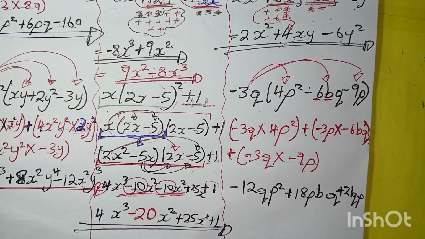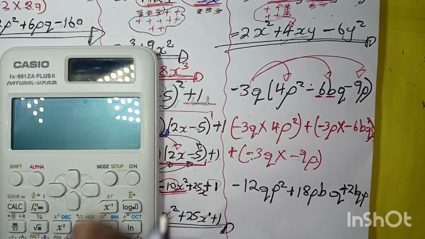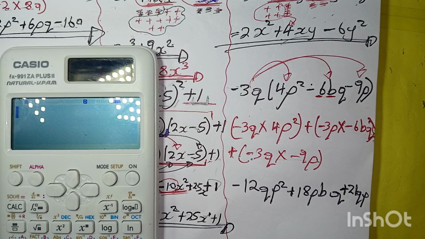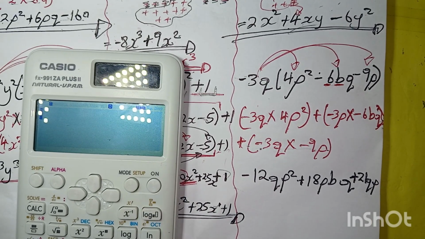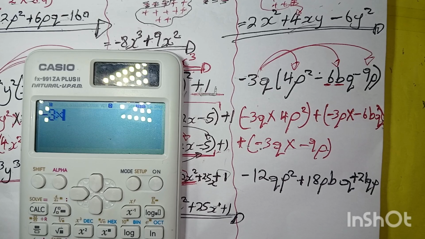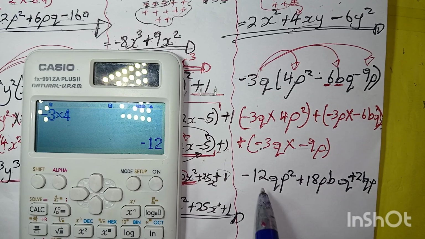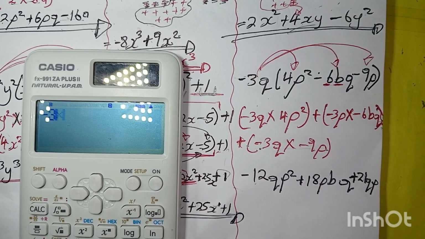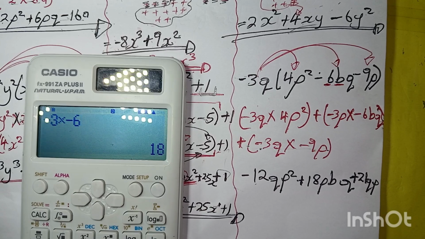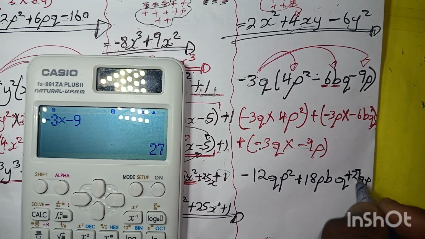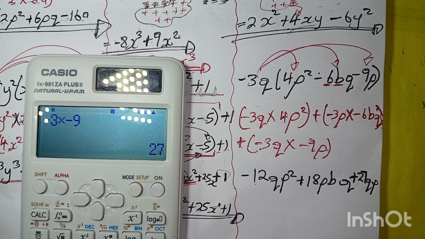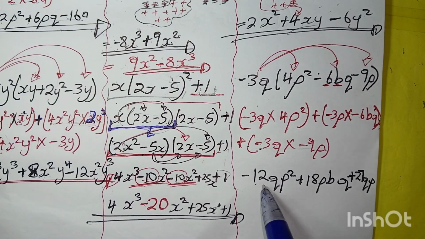Do you see? So now let's use a calculator to check that I'm a genius. So minus 3 multiplied by what? By 4. Yeah, it is 12. Minus 3 multiplied by what? Minus 6. Yeah, it is 18. Minus 3 multiplied by 9. There. Here it must be 27. Yeah. So this one, guys, will be the final answer.